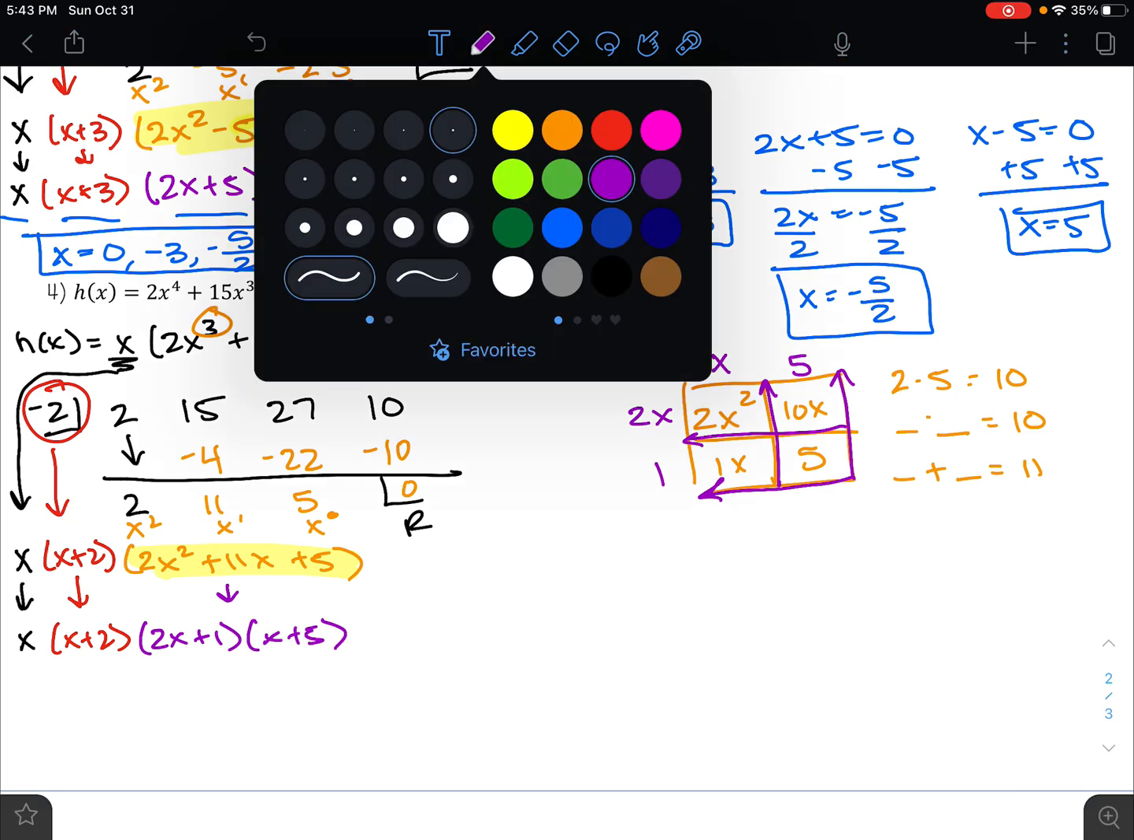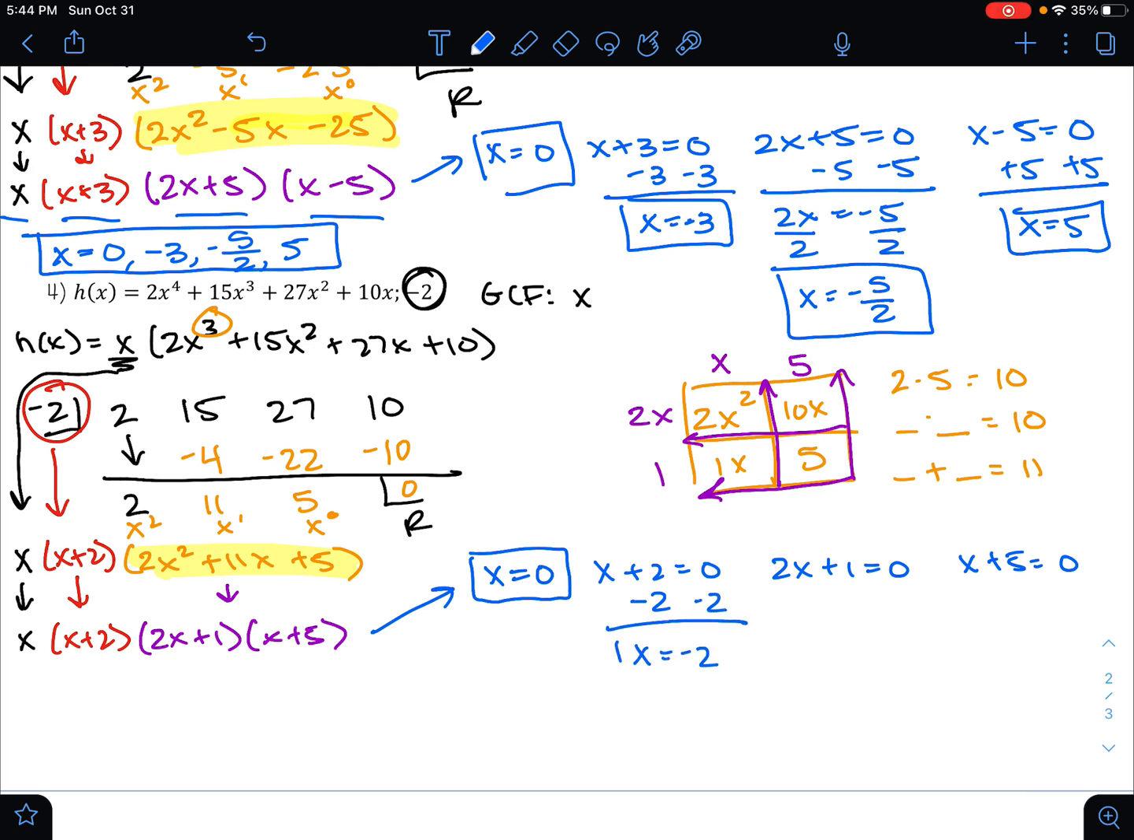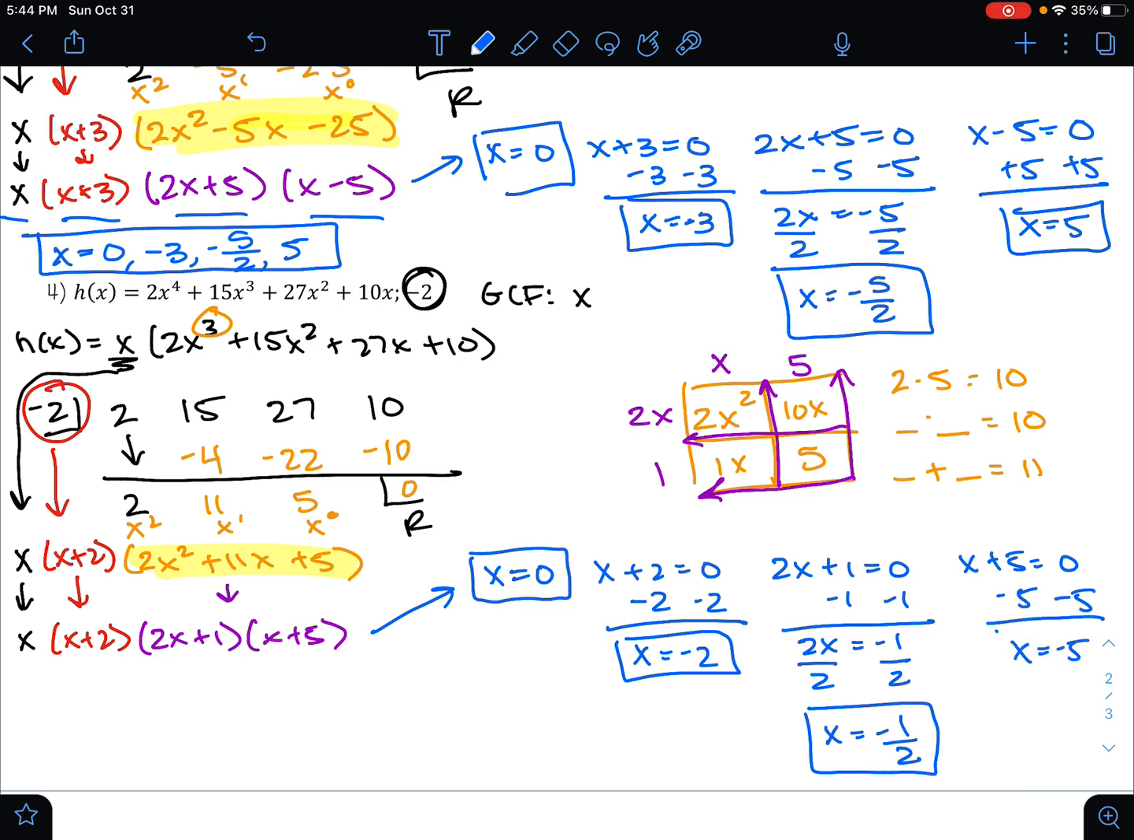From here, I want to set each of my factors equal to 0 and solve. And so I'll have x equals 0, x plus 2 equals 0, 2x plus 1 equals 0, and x plus 5 equals 0. X equals 0 is already solved for. For the second equation, I'll subtract 2 on both sides and get x equals -2. Over here, I'm going to subtract 1 and get 2x equals -1. Divide both sides by 2 and get x equals -1/2. And then over here, I'll subtract 5 on both sides and get x equals -5. There are no multiplicities, so my solutions are 0, -2, -1/2, and -5.